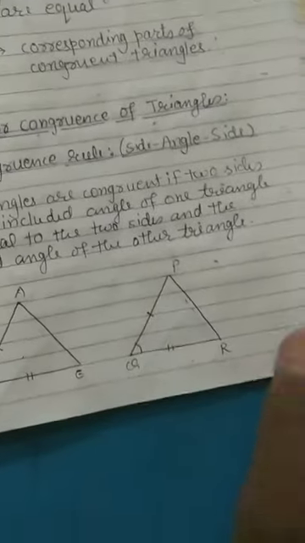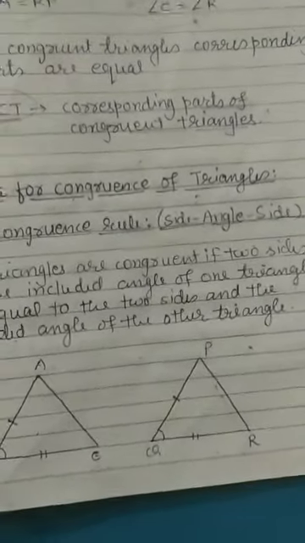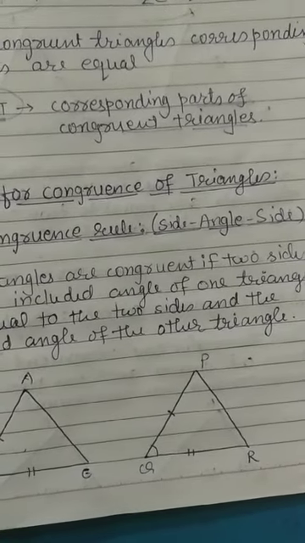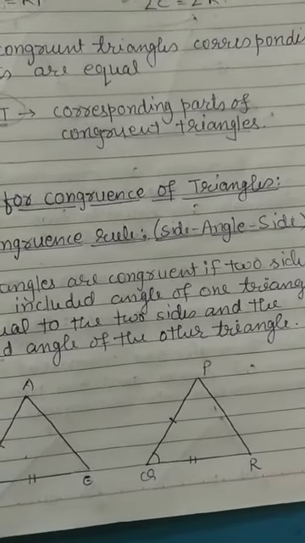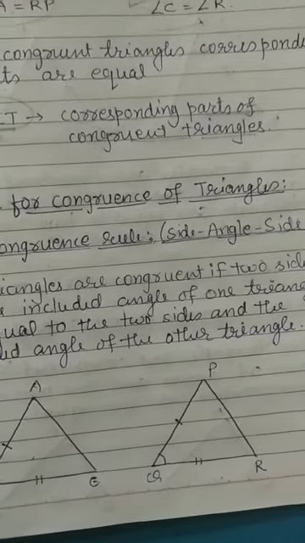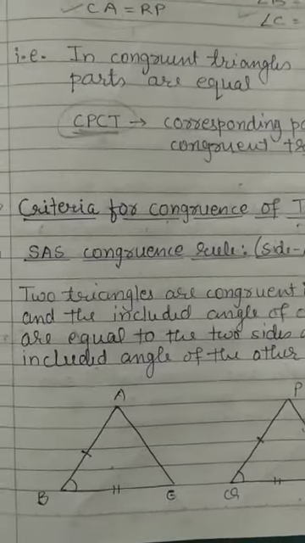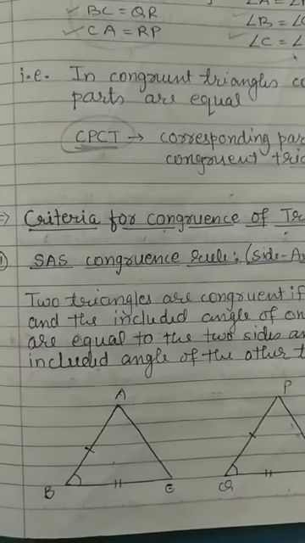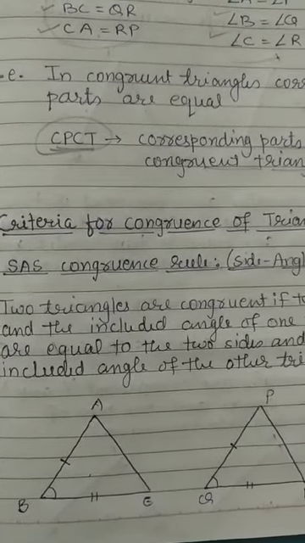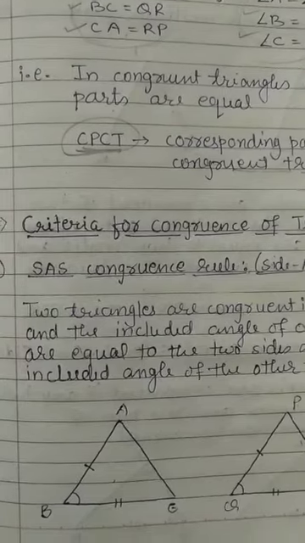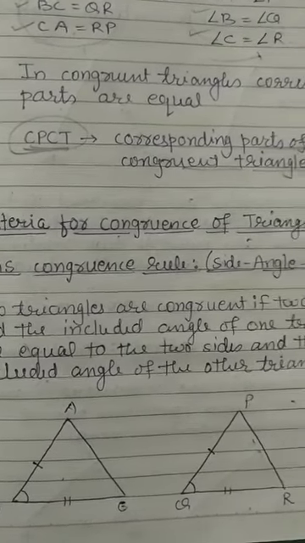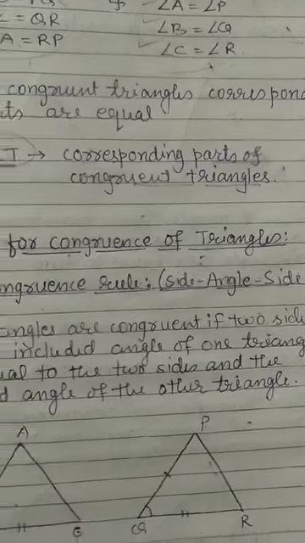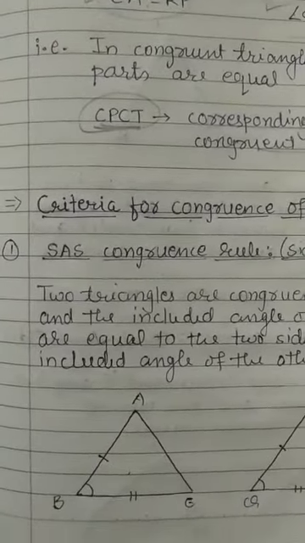Okay, now to prove or to show that the triangles are congruent, there are some criteria or rules, right? First is the SAS congruence rule, or SAS congruence criteria. Now what do we mean by SAS? So SAS means side angle side, right? Now what it indicates, check this.